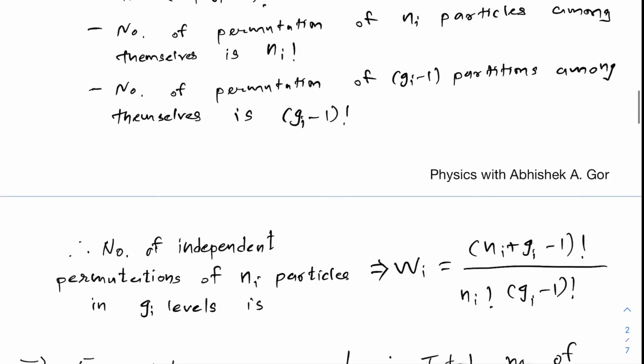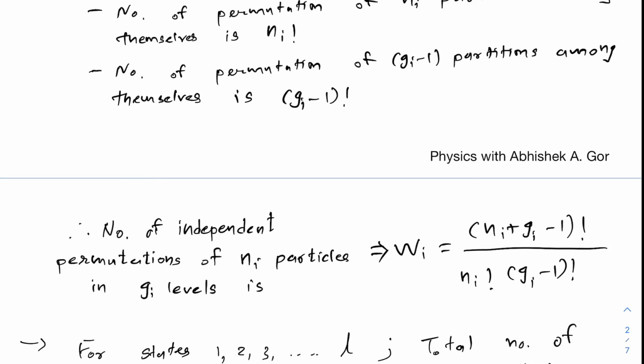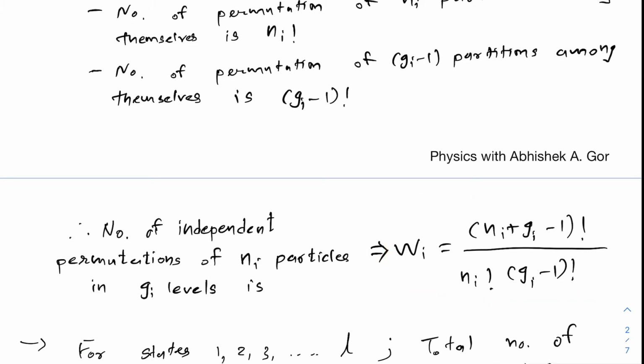Okay, that means if we want to find the number of independent permutations of Ni particles in Gi levels, it will be n factorial by r factorial into n minus r factorial. So we get Wi is equal to (Ni + Gi - 1) factorial upon Ni factorial into (Gi - 1) factorial.